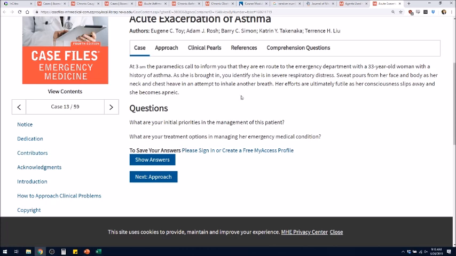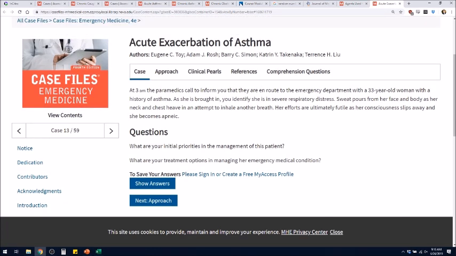So your initial assessment would be what? And again, it's right here, acute exacerbation of asthma. So boom, you already got your diagnosis. Easy peasy. So the question is, what are we going to do for this patient?